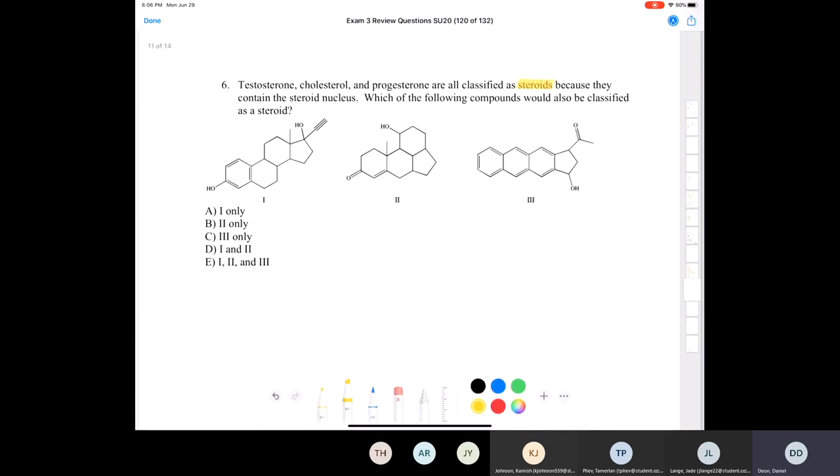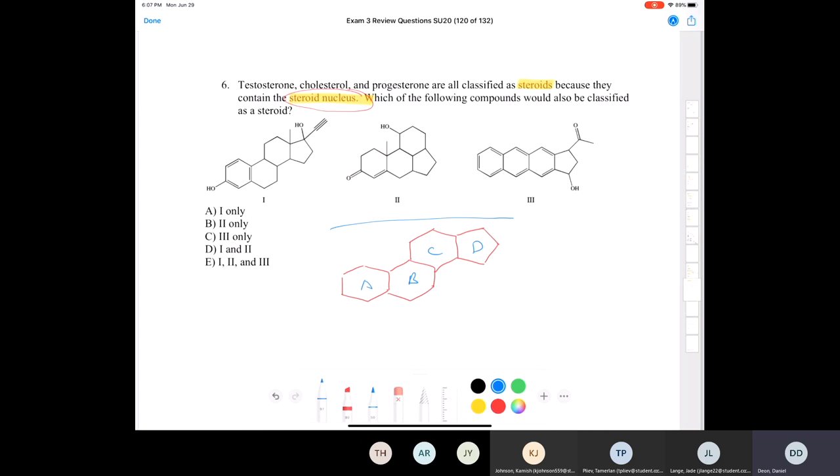Number six says testosterone, cholesterol, and progesterone are all classified as steroids. They're all classified as steroids because they contain the steroid nucleus. Which of the following compounds would be classified as a steroid? Let me help you out with this one. The steroid nucleus has the ABCD ring system, and the ABCD ring system always looks like this. A, B, C, and D with a five-membered ring here. It's always this, A, B, C, D.